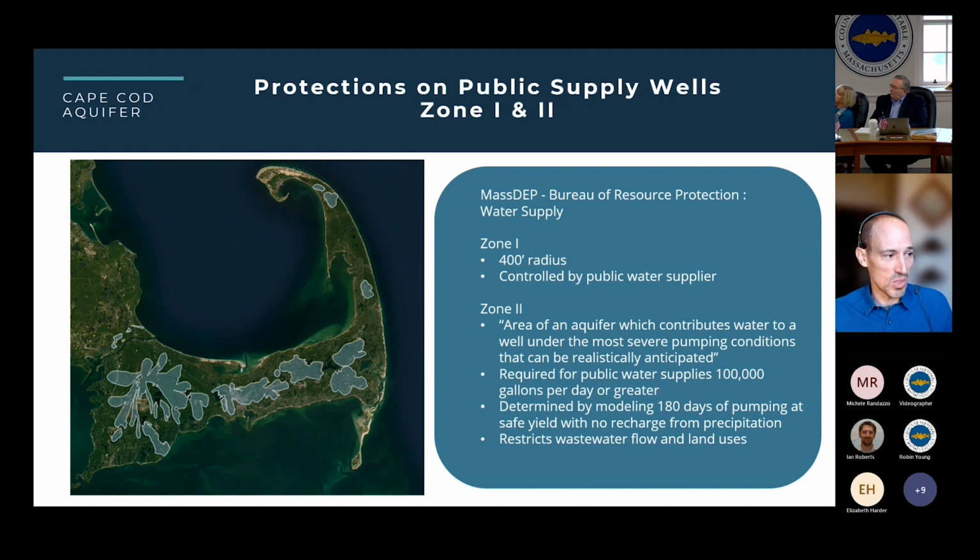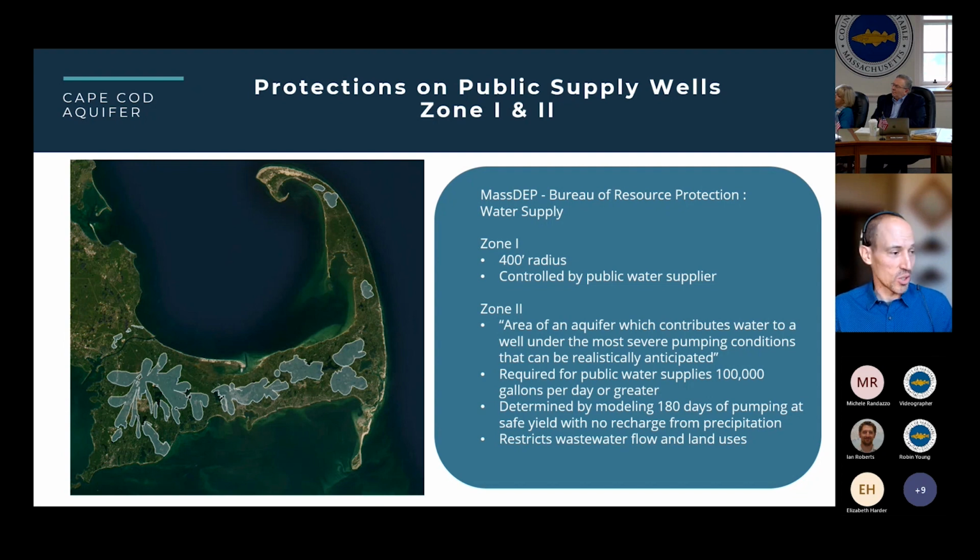And then for public water supplies that have a capacity or a permitted capacity of 100,000 gallons per day or greater, they're also required to delineate zone 2s for all of their wells. And the zone 2 definition is an area of an aquifer which contributes water to a well under the most severe pumping conditions that can be realistically anticipated. And so what does that mean?